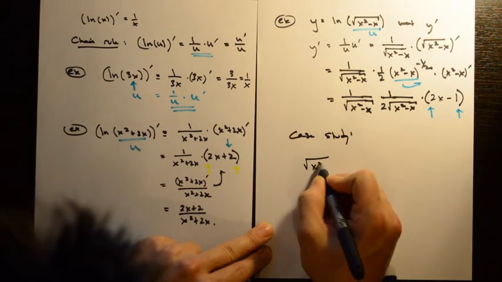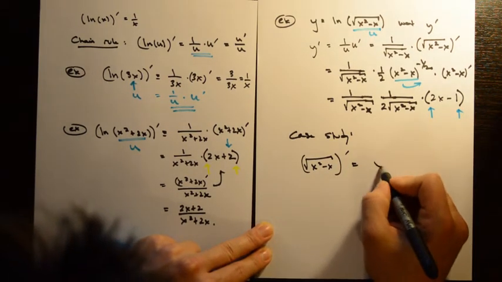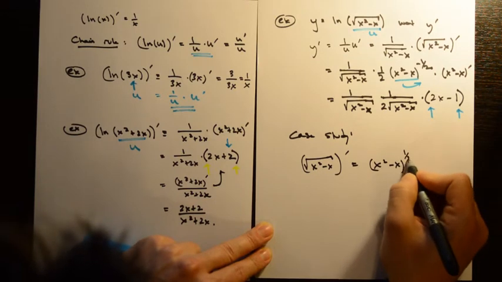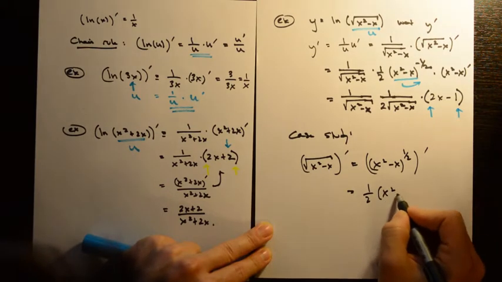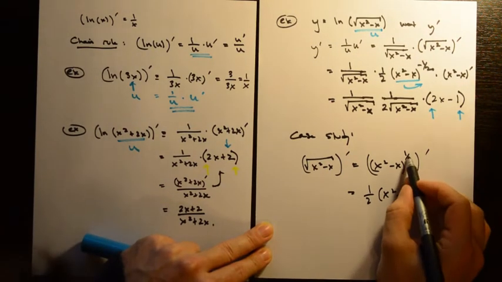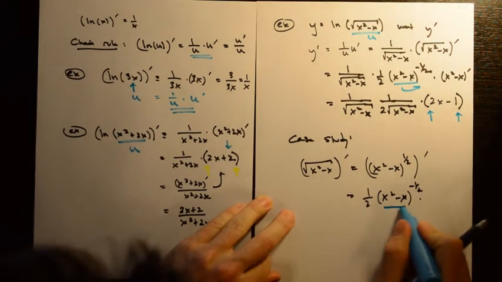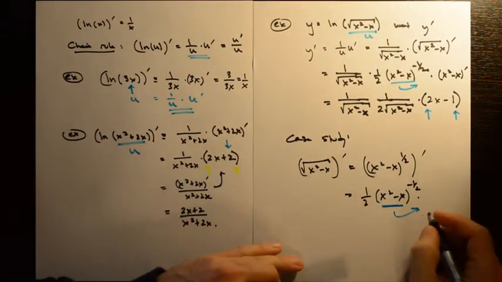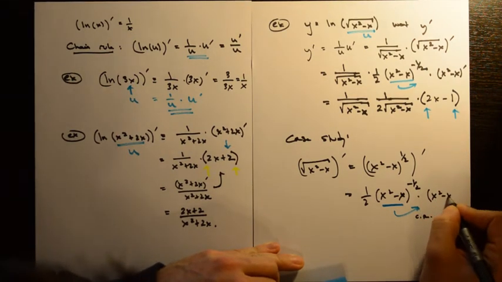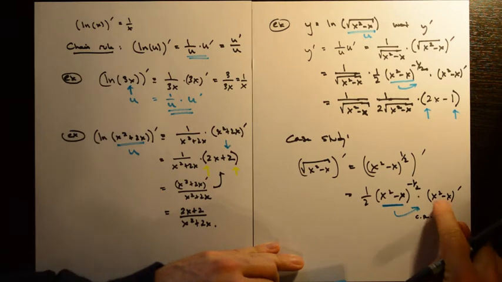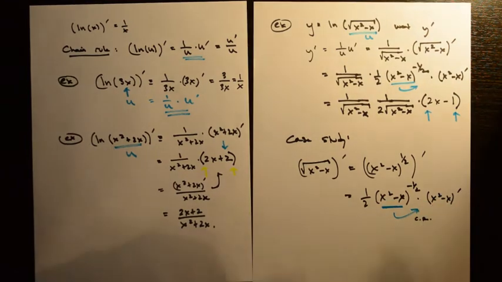The derivative of the square root of x squared minus x is the derivative of x squared minus x to the 1/2, which is 1/2 times x squared minus x to the 1/2 minus 1, which is minus 1/2. And then the chain rule says this term you leave alone, now take the derivative by chain rule. So that's the derivative of x squared minus x. This derivative is 2x minus 1, so you have to multiply this term times this one, and that's this.